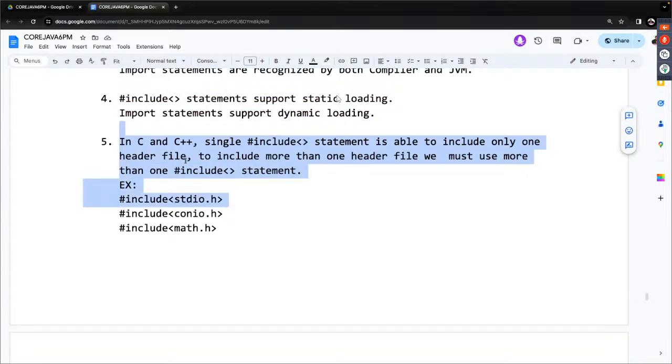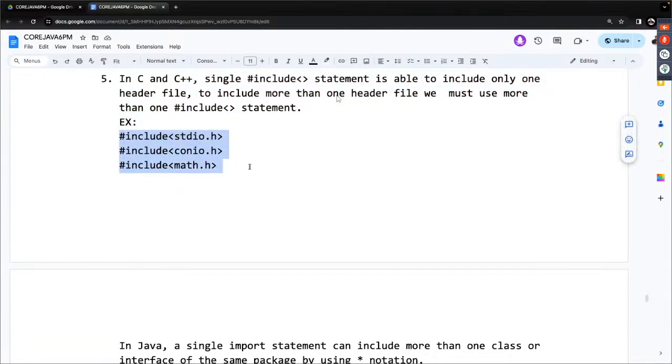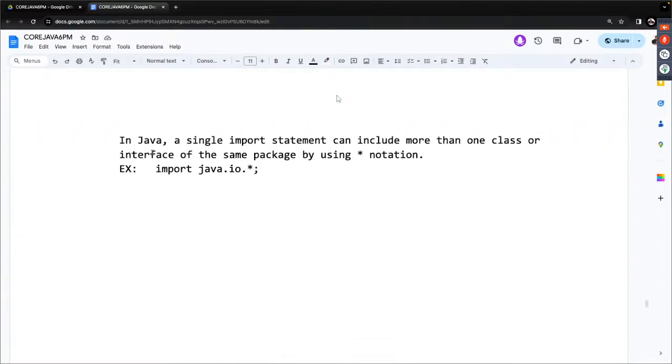Next one: in C and C++, a single hash include statement is able to include only one header file. To include more than one header file, we must use more than one hash include statement. For example, hash include stdio.h, hash include conio.h, hash include math.h, and so on. In Java, a single import statement can include more than one class or more than one interface of the same package by using what notation there? Star notation. Any example for it? Yes, import java.io.*. All classes and all interfaces of java.io are coming. Please remember this point here.